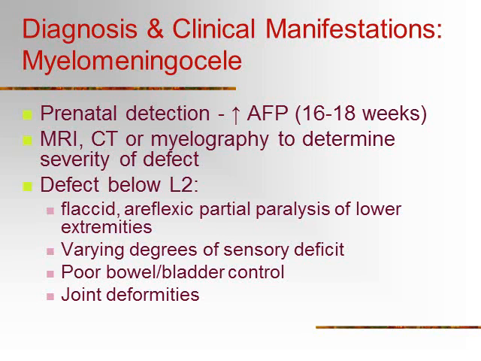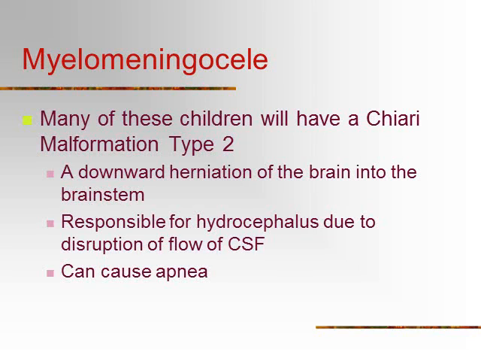And then if they have a defect below L2, they can have flaccid lower extremities and varying degrees of sensory deficit. So some of them still have their sensory nerves intact and others don't. And then they might have issues with bowel and bladder control and joint deformities. A lot of these kids will also have a Chiari malformation, which is a downward herniation of the brain into the brain stem. And that can cause hydrocephalus because it disrupts the CSF flow and can cause the fluid to accumulate in the brain, which can also cause apnea.